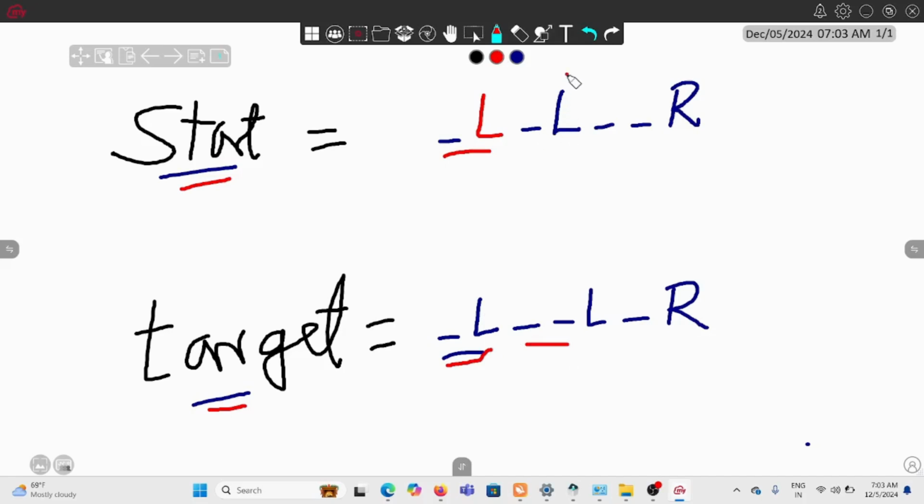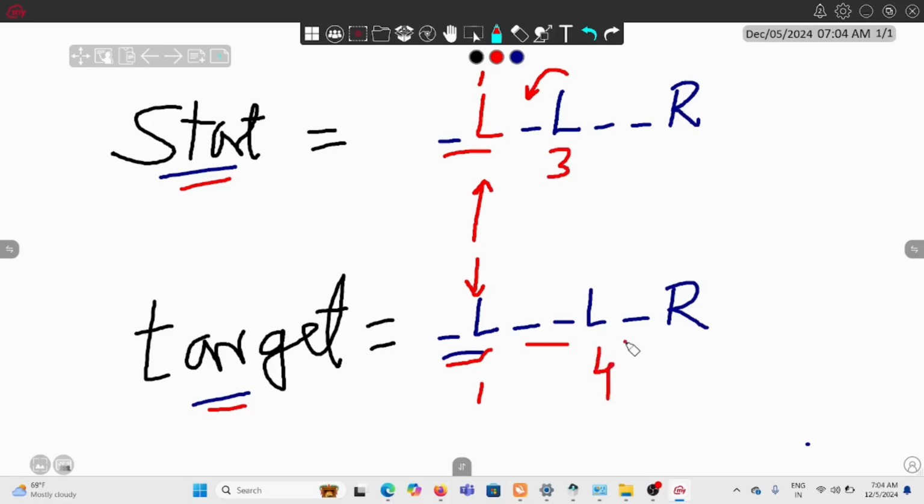But L cannot move further to the left. L can move only one place to the left side, right? But here this L is at a distant place. So you can say here, if the positions of L are the same, then it should not be a problem. Like this is at index 1, this is also index 1. But see here, this one is at index 3, right? And this L is at index 4, right?